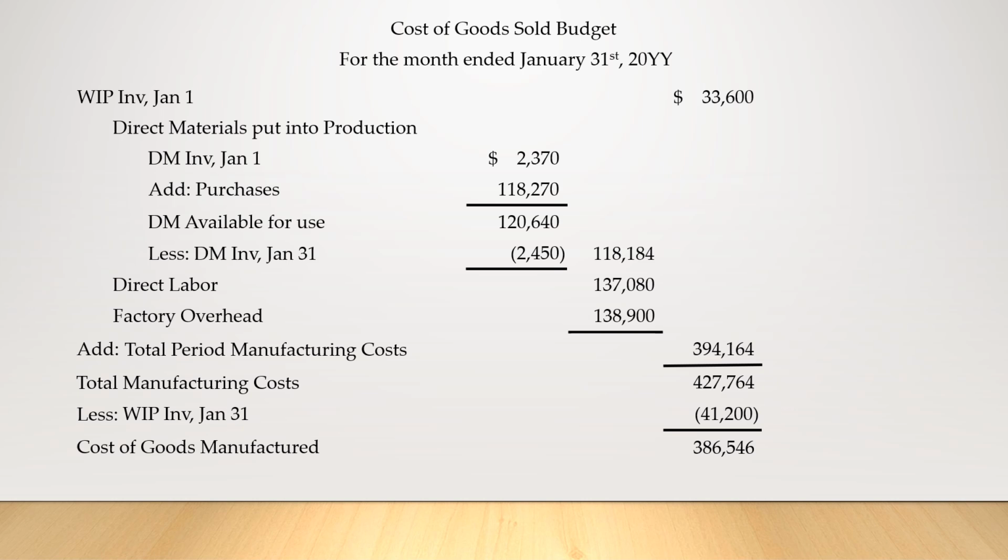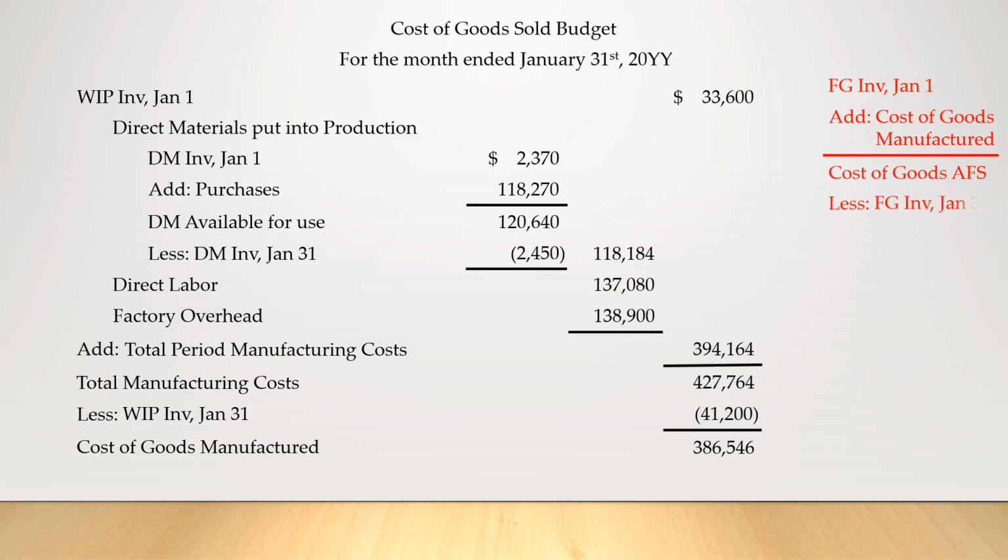$386,546. Now, to get cost of goods sold, we will sandwich these calculations within the calculation for CGS. The formula for CGS is beginning finished goods inventory plus cost of goods manufactured equals cost of goods available for sale less ending finished goods inventory equals cost of goods sold.